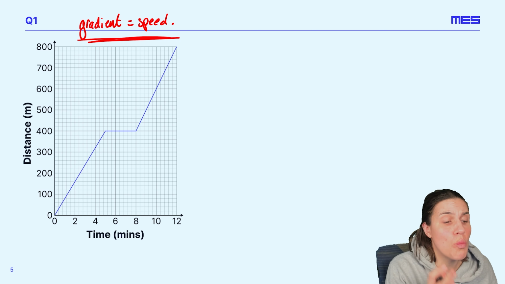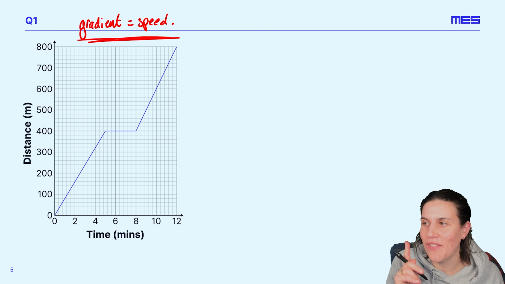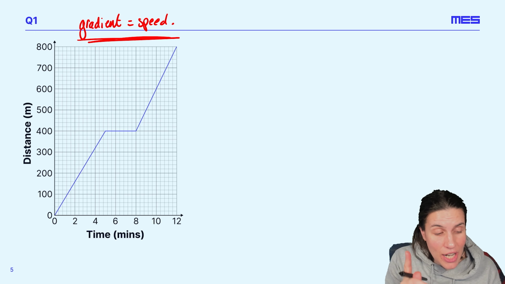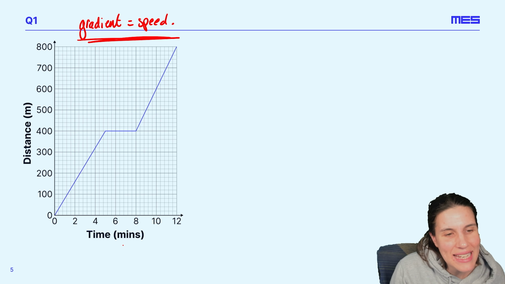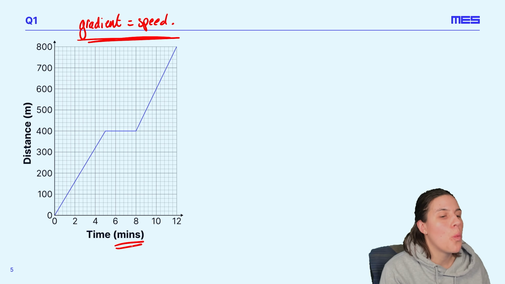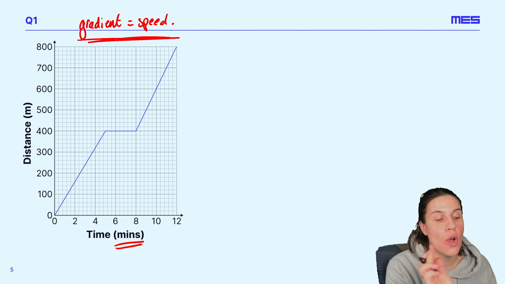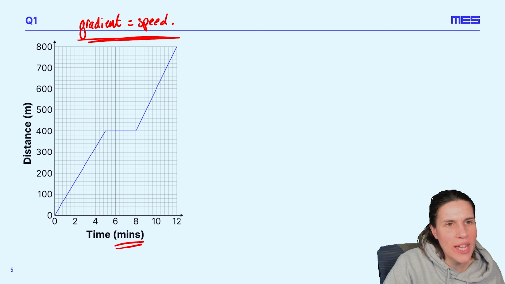Now here I've got a student walking to school, okay? And I need to calculate their speed in the first 5 minutes. But the trick here is I've actually been asked to calculate the speed in meters per second. You'll notice my x-axis here is in minutes. So when I get my change in x, when I calculate the gradient, I'm going to want to turn that into seconds. So I'm going to show you how to do this.